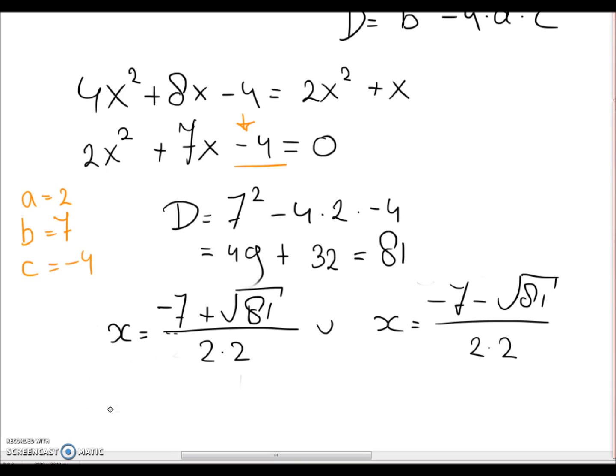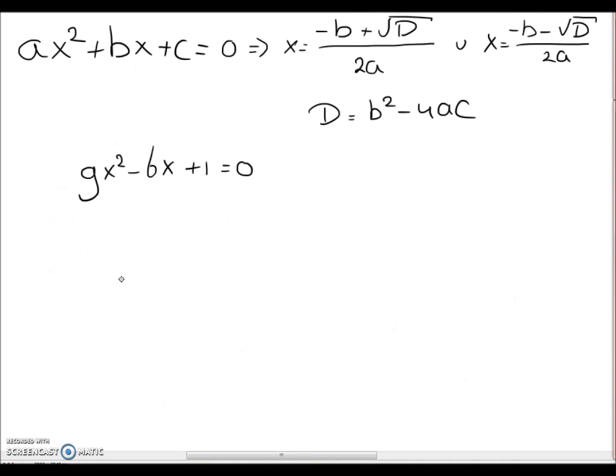The first one, x is equal to minus negative 7 plus 9 is 2, divided by 4 is a half, or x is equal to negative 7 minus 9, so it's a negative 16 divided by 4 is equal to a negative 4. Two solutions to this problem.